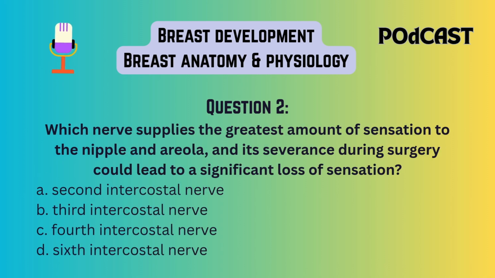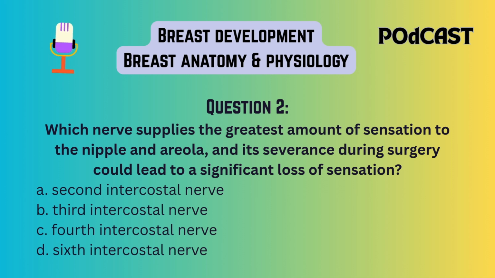Question 2. Which nerve supplies the greatest amount of sensation to the nipple and areola, and its severance, for example during surgery, could lead to a significant loss of sensation? A, second intercostal nerve, B, third intercostal nerve, C, fourth intercostal nerve, D, sixth intercostal nerve.